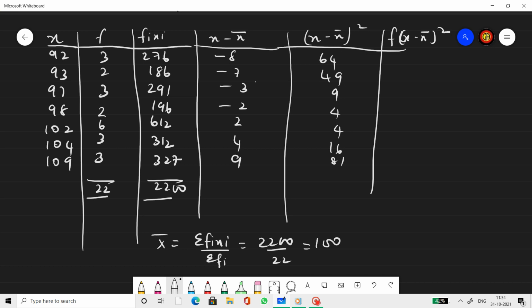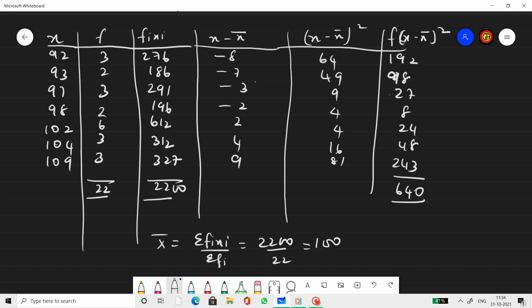So every value of f gets multiplied with these squared values. So that is 3 into 64, 192; 2 into 49, 98; and then 3 into 9, 27; 8 into 3, 24, 48 and 243. So this totals to 640.